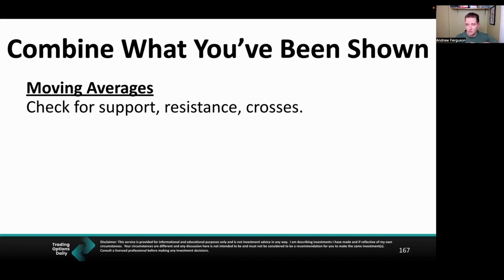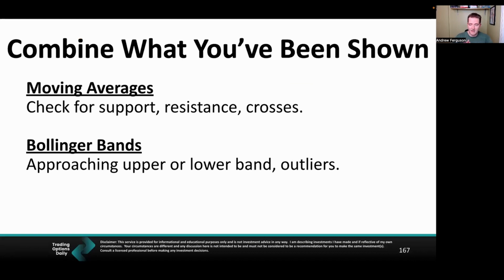If it's a gold cross, that's great. That's great to see. We want to look at Bollinger Bands as well. We want to make sure that if it's approaching the upper band or the lower band, think about some outliers that could happen and understand where you're going to make the most money, which is always if it's breaking lower, it's probably going to pop back up. If it's breaking higher, that's good, but it's probably going to come back down. So take a second, just think about maybe waiting a couple of days before you sell your put.